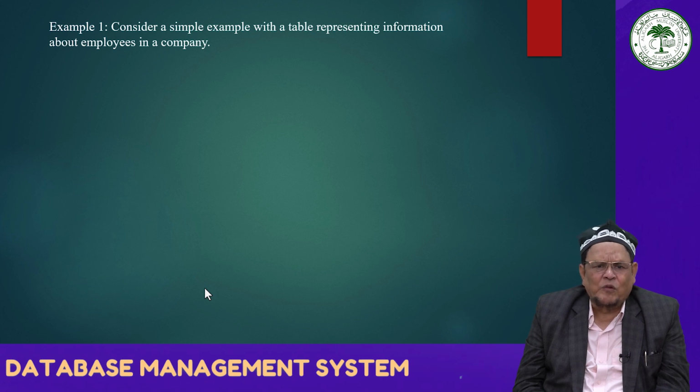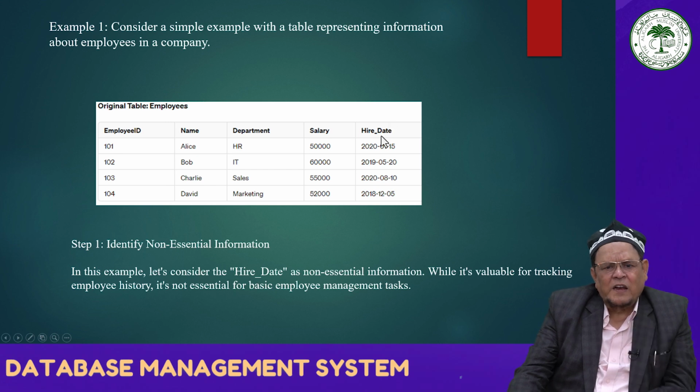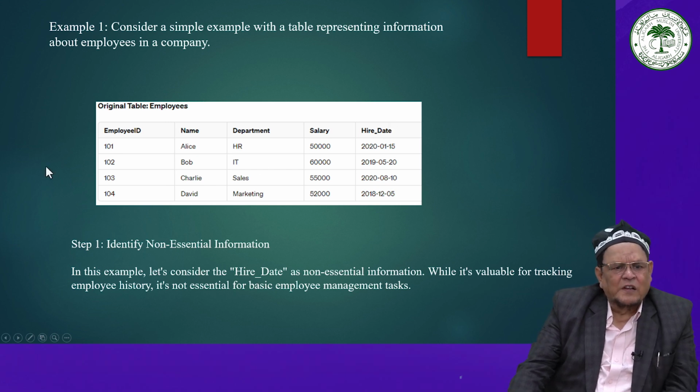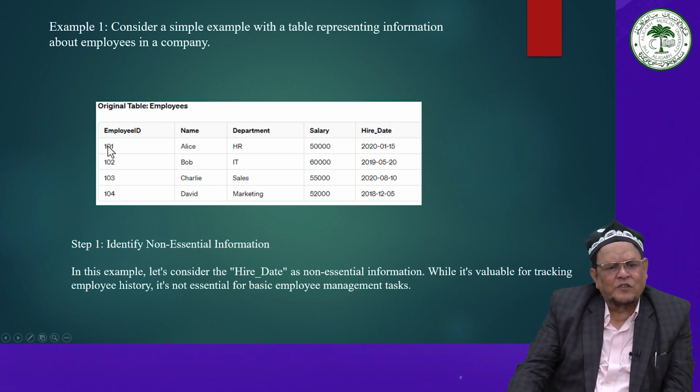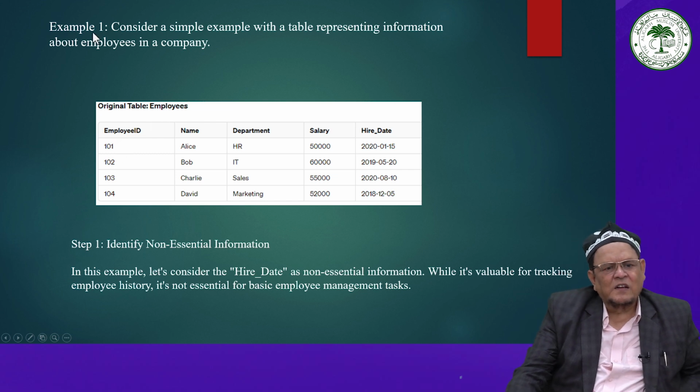Consider a simple example with a table representing information about the employees in a company. So there on the screen you can see the employee ID, name, department, salary and hire date that I have taken. Here the employee ID is 101, the name is Alice, department HR, salary 50,000, and hire date is 15 January 2020 maybe. These are the original data that I have taken.